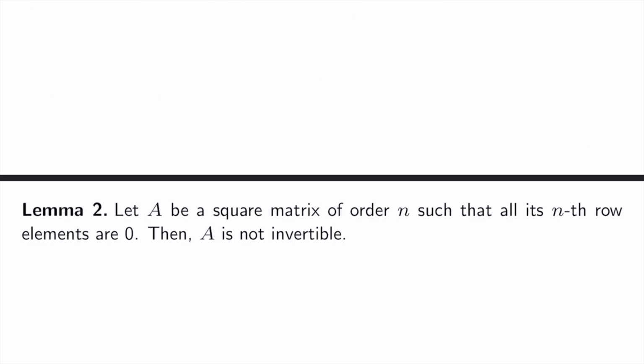Now, before proving our main result, let us prove this lemma first. Let A be a square matrix of order n such that all its nth row elements are 0. If that's the case, then this matrix A is not invertible. So what this means is this. So if we have a square matrix, its nth row, the last row, is all 0. So if that's the case, then A cannot be invertible.